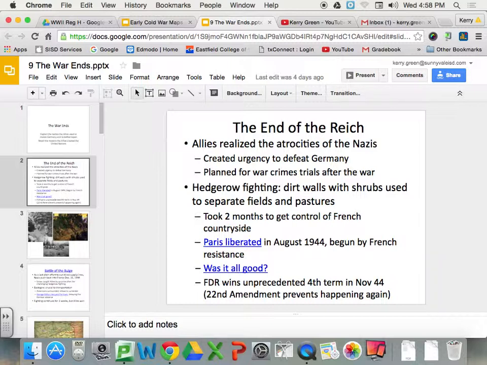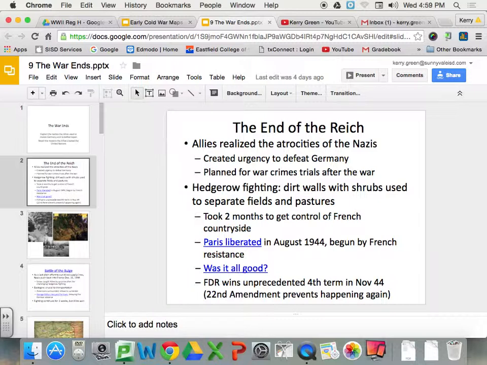And so one of the things that the Americans get shocked by is the level of anger that the French have towards people that had worked with the Nazis. So just understand that while Paris is liberated and France begins to be liberated, it's not all unicorns and rainbows. There are some challenges that come from this.